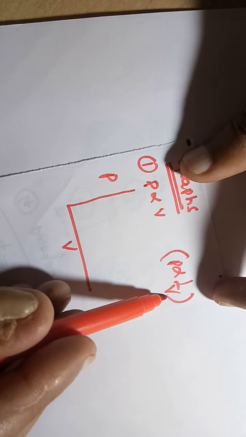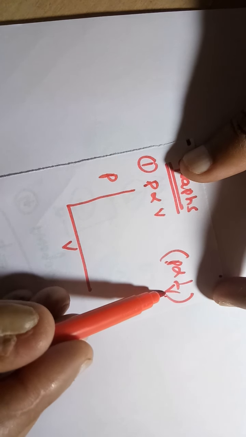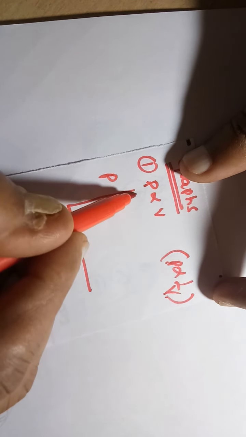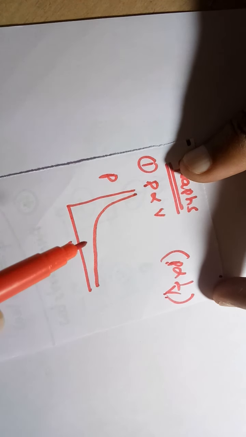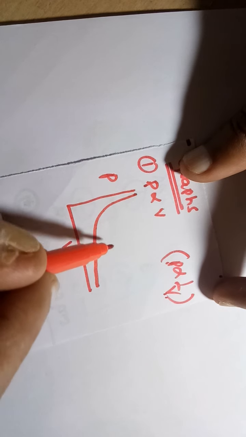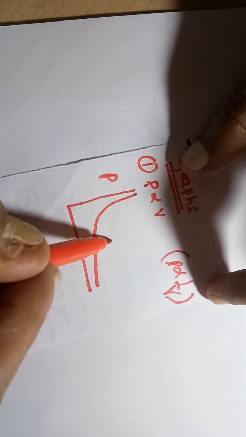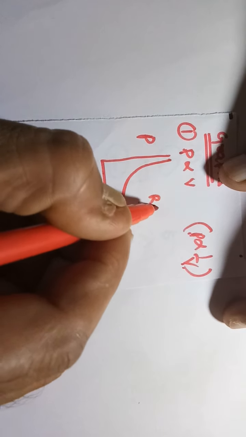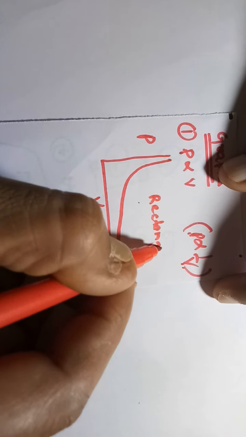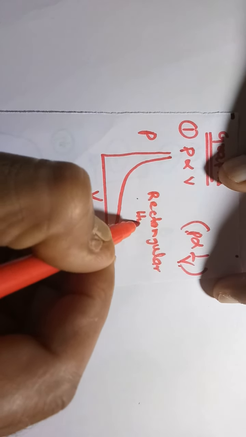If pressure is more, volume is less. If pressure is less, volume is more. If the pressure decreases, volume increases. So which type of graph did we get? I got a rectangular hyperbola.